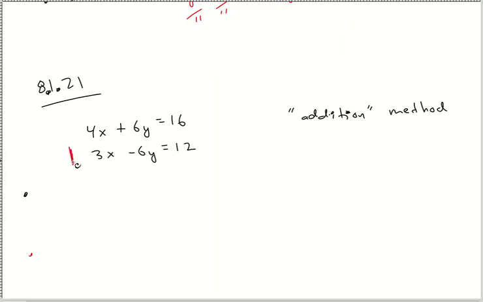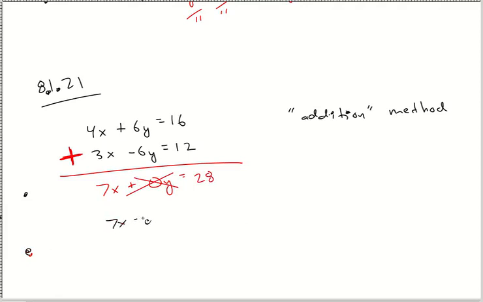So what I'm going to do is put a big old plus sign right here and just add straight down. So here we go. 4 plus 3 makes 7. 6 minus 6 is 0. It's kind of weird there. And then I got 12 plus 16 is 28. Now, you don't need to put the 0 there. The reason why we did addition method here is because it cancels that thing out. 7x is equal to 28. Divide by 7, and I got x is equal to 4. Look how fast that was.